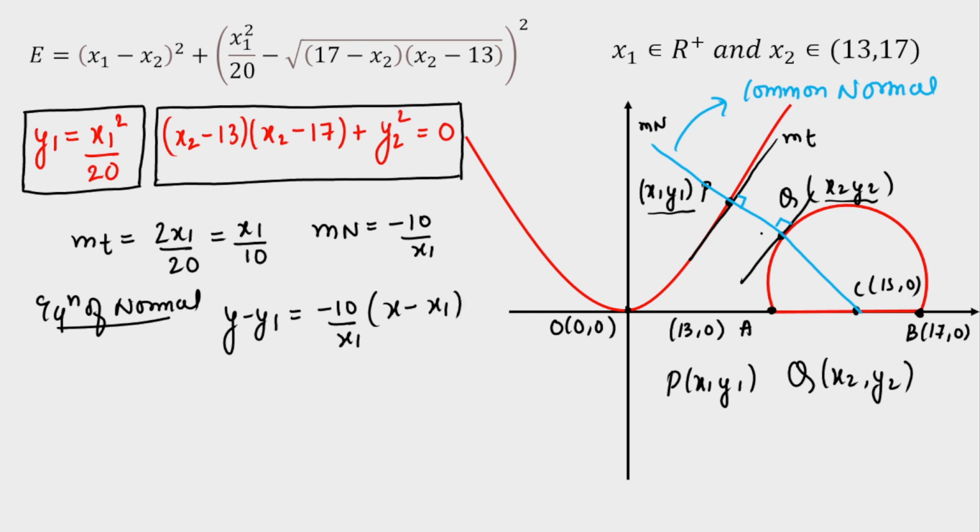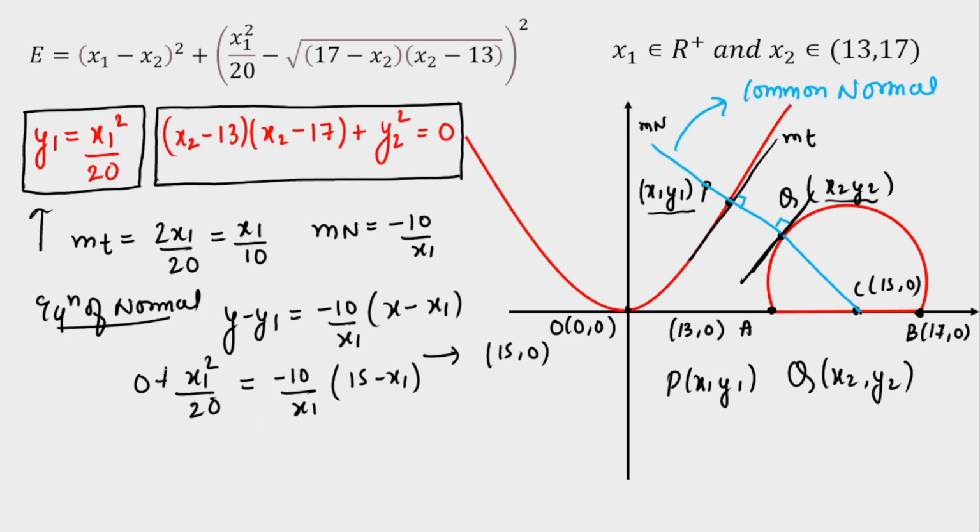x minus x1 here. Now, if it is a normal to the circle, that means it's going to pass through the center of the circle. So this normal passes through (15, 0). So let's satisfy (15, 0) here. We'll get this as 0 minus y1, and instead of y1, I'm going to write x1 square by 20, and that will be equal to minus 10 by x1, and then the point is 15 minus x1 here.